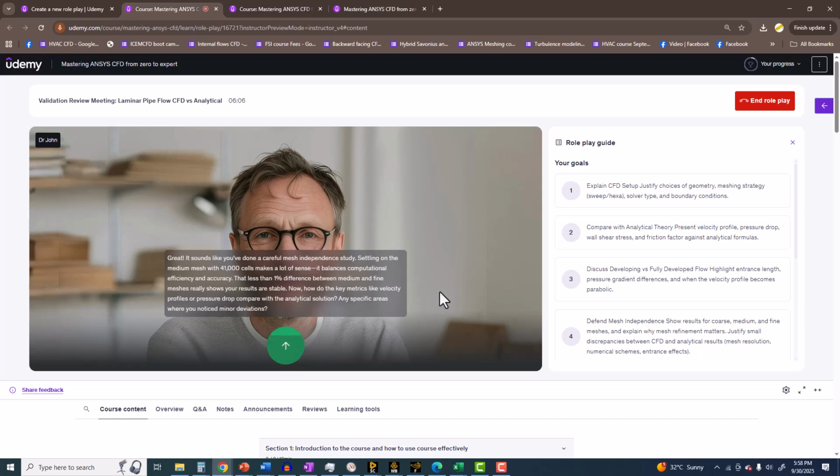Yes, I have compared the velocity profiles at the 35 meters length because that is the region where the flow is fully developed. Pressure drop is also linear in both the CFD and the analytical approach. Both are comparing very well. But I did notice a deviation between the analytical approach and CFD approach in the developing region, that is, the entrance region of the pipe.